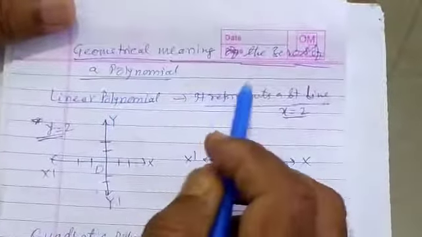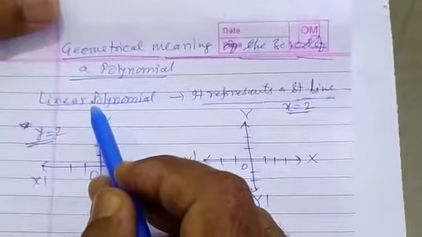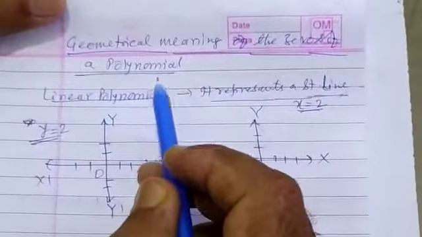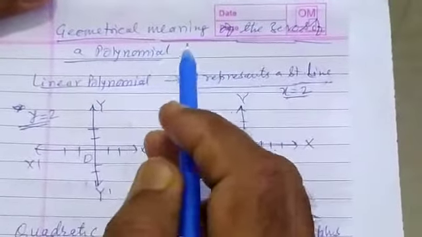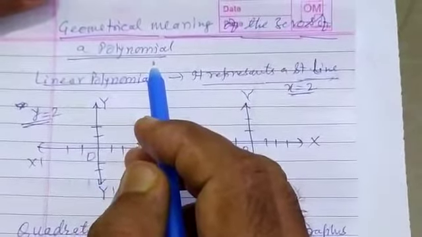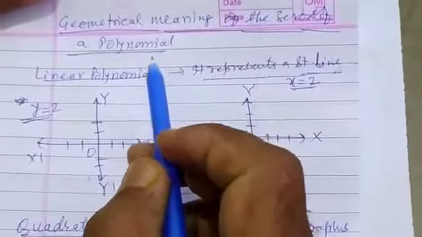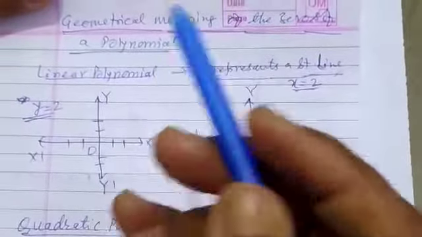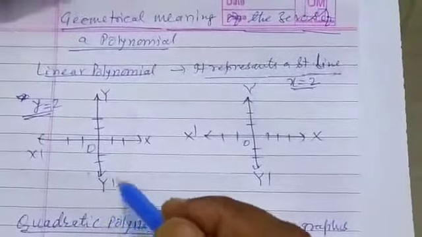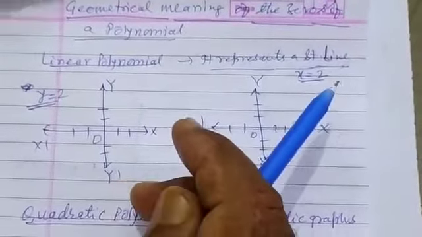Discuss the geometrical meaning of the zeros of a polynomial. As I stated in the previous class, when the graph of a polynomial either intersects or touches the x-axis, the abscissa of that point is a zero of that polynomial. Now we can see it here easily. One thing I have also said is that a polynomial of degree n has at most n zeros.